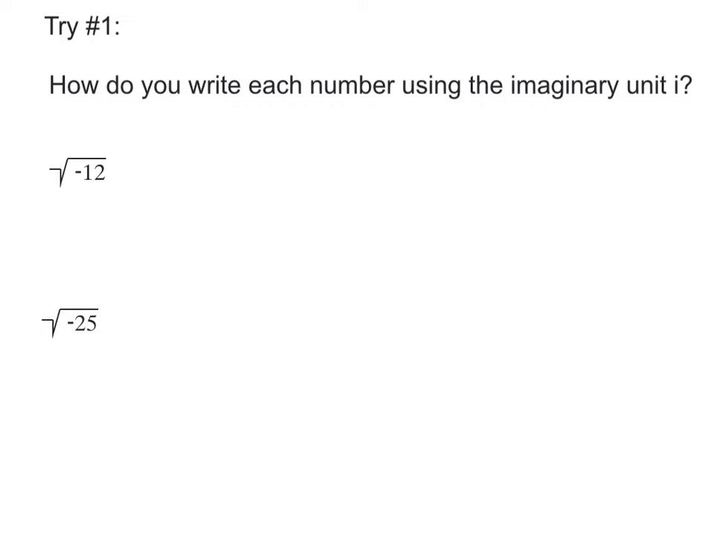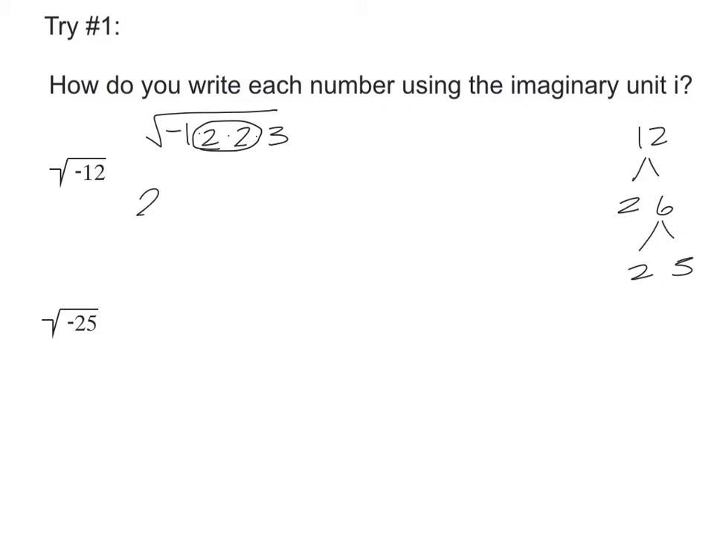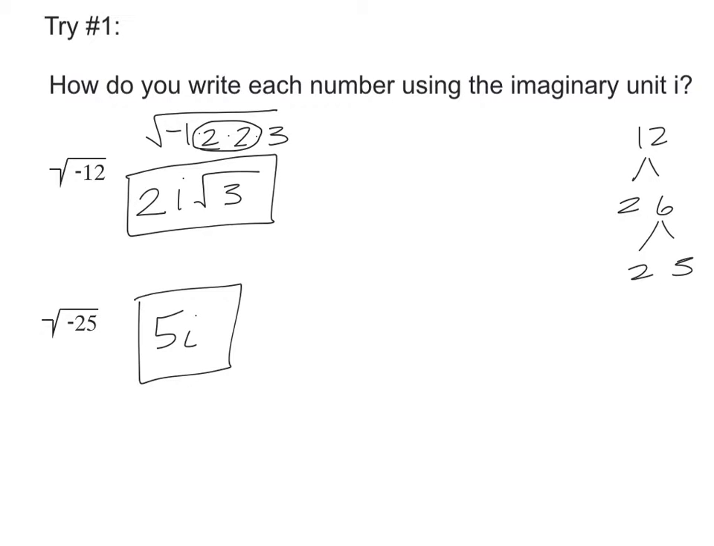In try 1, we need to do the same thing. So again, break down your radicals if they are not perfect squares. So for example, 12 is not a perfect square. 12 produces 2 and 6, and 6 produces 2 and 3. So if I write that as a radical, that'd be negative 1 times 2 times 2 times 3. The 2's are what can come out. 3 must stay under the radical sign, and that negative 1 becomes i, so that's 2i square root of 3. 25 is a perfect square, it's 5, so that becomes 5i as my final answer.